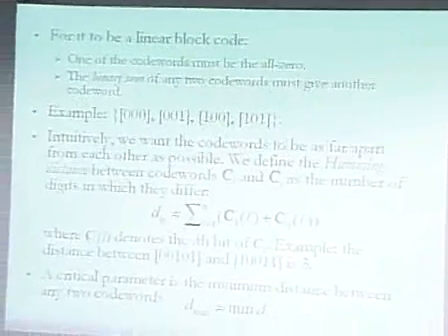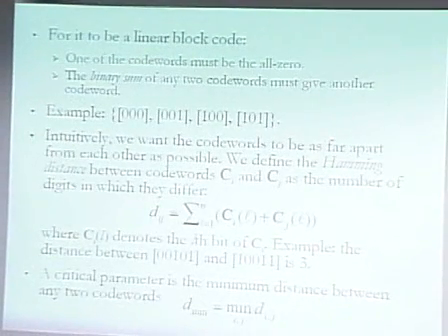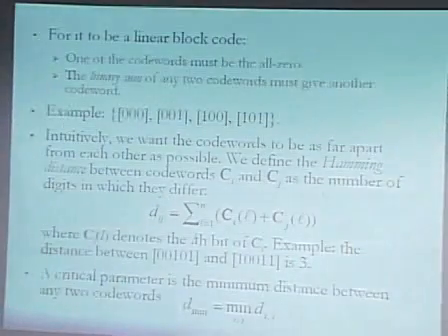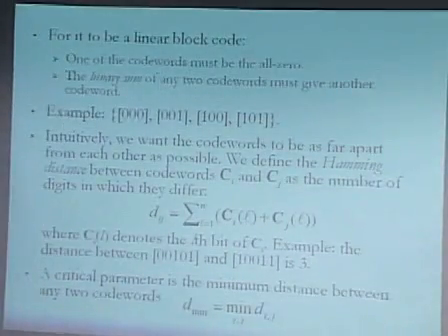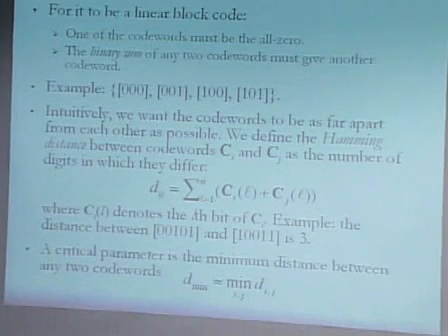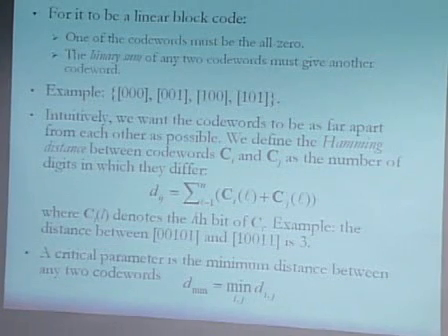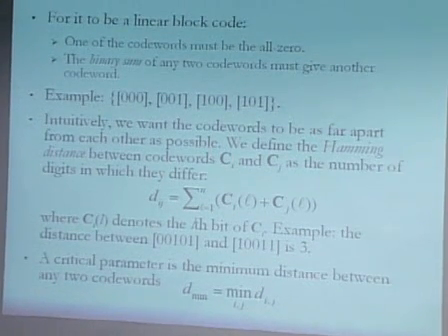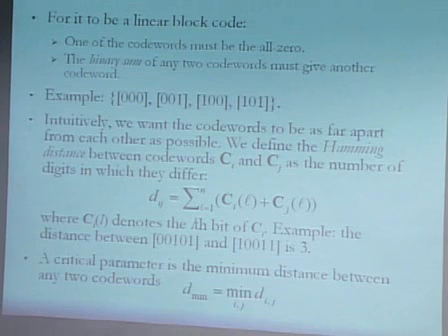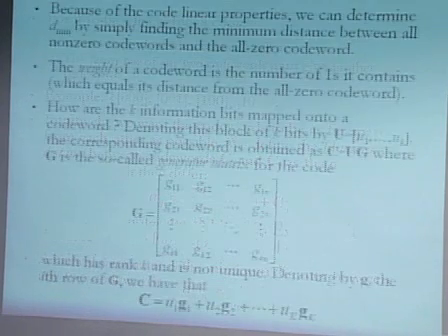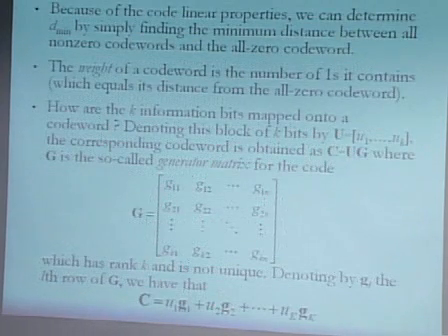And if you look at the whole code, like this one here, the minimum distance is the minimum distance between any 2 code words. So for this one, it's clearly 1, because some of these differ by just 1 digit, like these 2, for example. So for this code, the minimum distance is 1, which is not very good. The larger the minimum distance, the more protection against errors. And we'll get back to that.